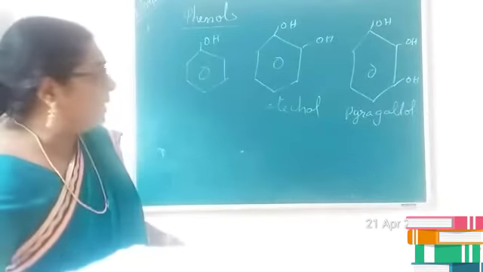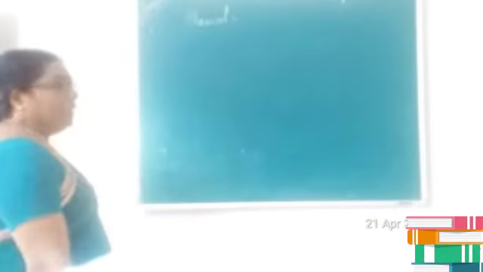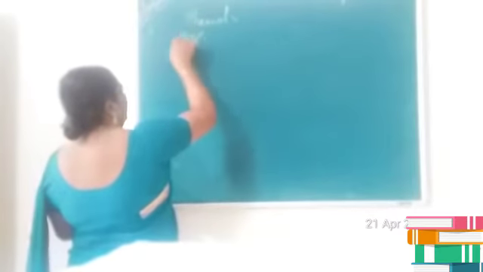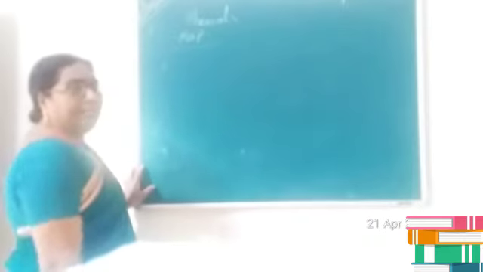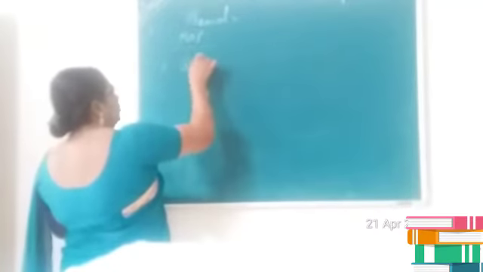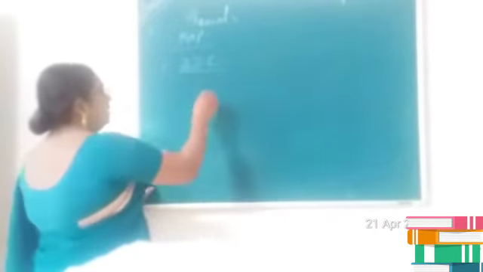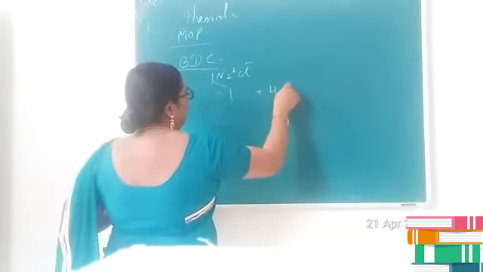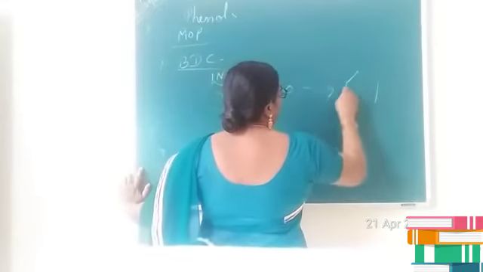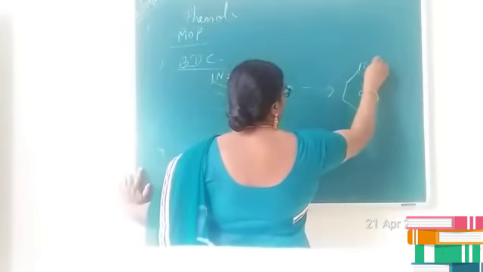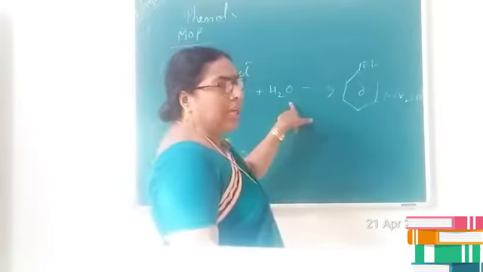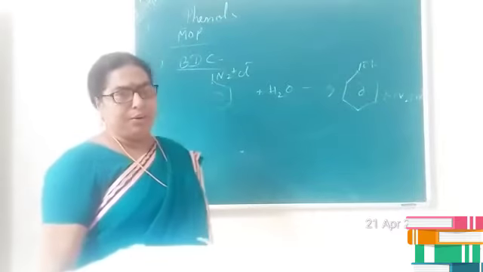Okay, now let us directly start with the methods of preparation of phenol. We have studied different methods for the preparation of alcohol. In the same way, let us consider the methods of preparation of phenol. First, we can prepare it from benzene diazonium chloride. Benzene diazonium chloride undergoes hydrolysis and results in the formation of phenol. This is the first method for the preparation of phenol.